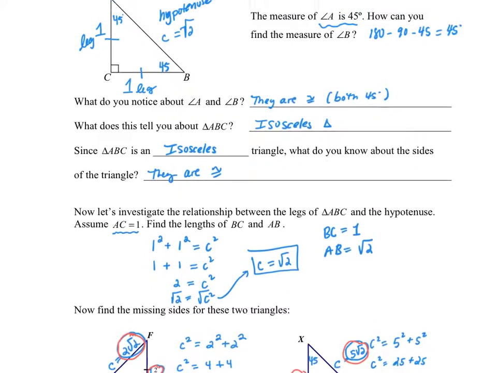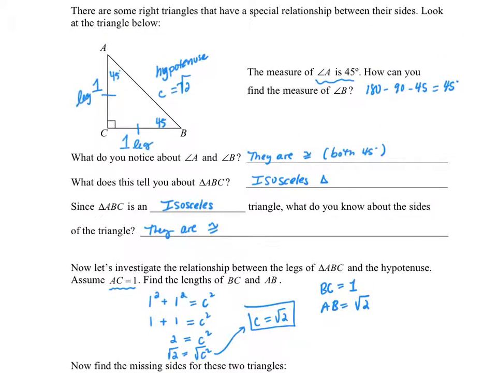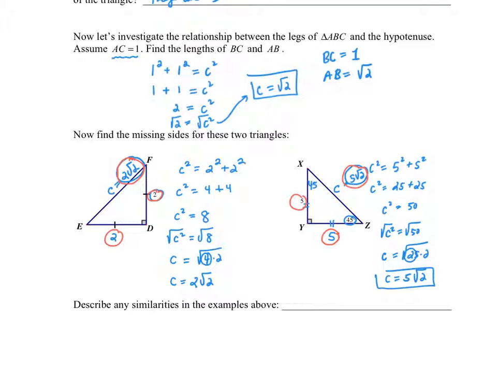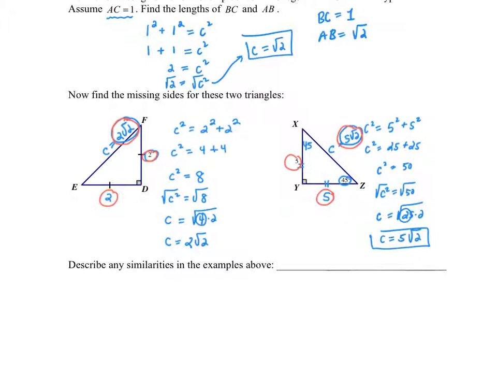Up above on the very first one we did, the lengths were 1, 1, and the hypotenuse was square root of 2, which you could also say is 1 square root of 2. So think about what pattern you notice there. And hopefully you notice that you multiply the length by the square root of 2 to find the hypotenuse.